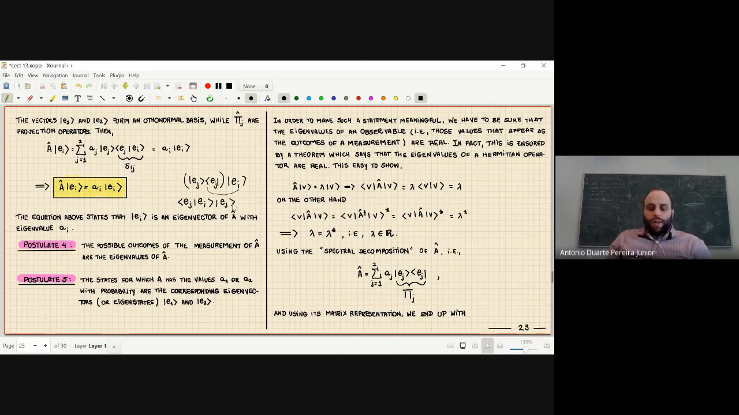But what is the result of the scalar product between E_J and E_I? Do you know the answer?